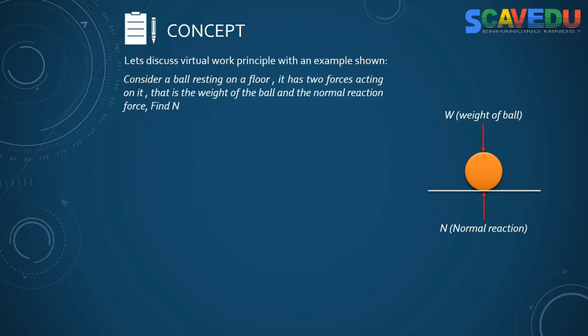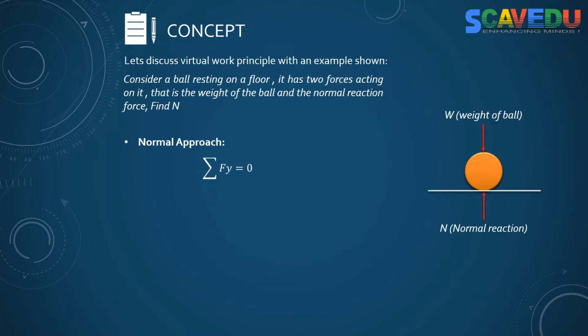Now the question is: find N. Find N means what is the value of the normal reaction. By just looking at this, we can easily say it should be equal to the weight because the body is in equilibrium. But let us go with two approaches. One is the classical approach, and the second is the virtual work approach for solving this problem. The first approach is the normal approach.